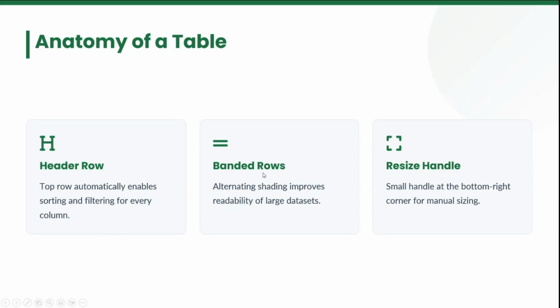It also has banded rows. Banded rows are the ones that are shaded. Like one row will be shaded a lighter color, the next a darker color, which really improves the readability of large data sets. It also handles resizing, with a small handle at the bottom. I'll also be showing you the corner for manual sizing as well. So you can increase your table or decrease it by dragging this square thing on the corner with your arrow, in order to decrease or expand the range of a table.